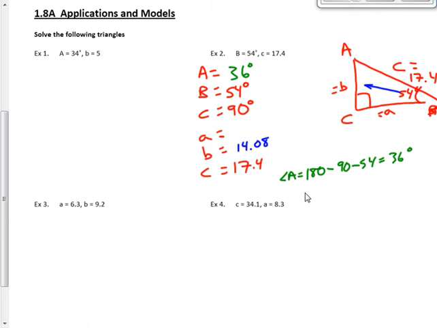So in this case, I have the adjacent side to this 54 degrees, which is A, so I'm going to use the cosine of 54 is equal to the adjacent over 17.4, which they gave me. So I have 17.4 times cosine of 54. Okay, that gives me the A value, which is 10.23.